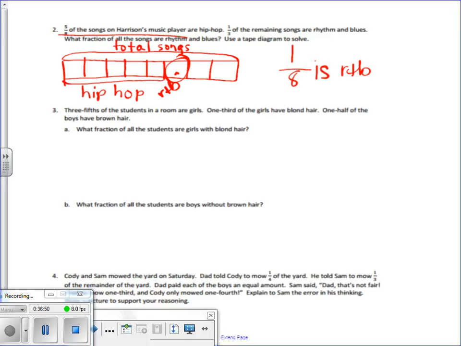Now, does it matter what these other 2 are? No, ma'am. Not even important. We didn't have to multiply anything. Because all they wanted to know was what was the real fraction of rhythm and blues. 1/8. That's all they wanted. So you had your head turned around to all these multipliers.